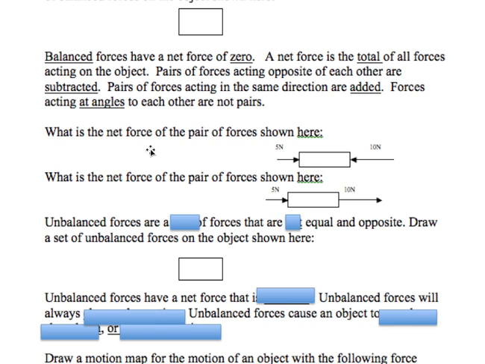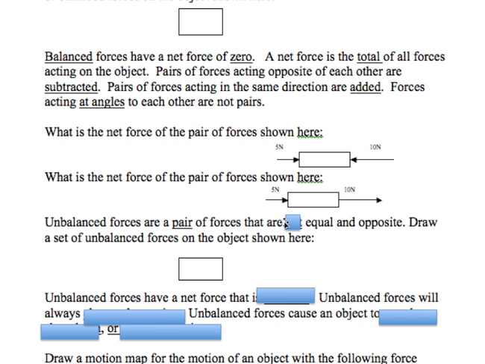So for the net force of the pair of forces here, we have 5 going to the right, which would be considered positive, and 10 going to the left, which would be considered negative. So we would combine those and get the net force right here. Now for the other pair, instead of going towards each other, they are working together in the same direction. So combine them, and write the net force here.